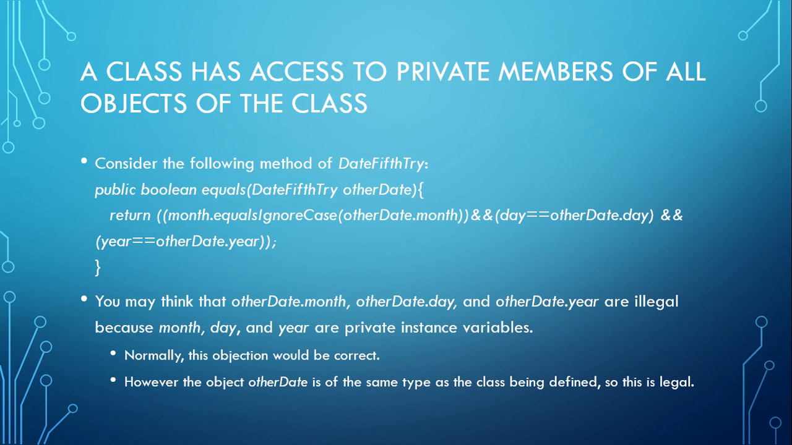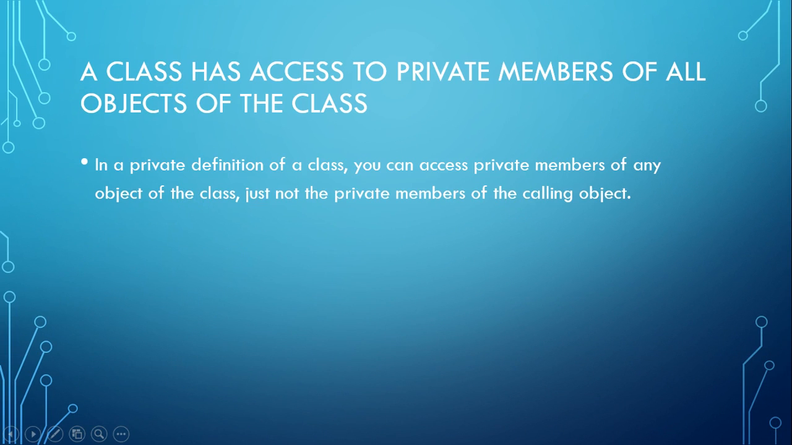Now, normally, this objection would be correct. However, the object otherDate is of the same type of class being defined, so this is legal. Because otherDate is another instance of DateFifthTry. That is why it's legal. Now, in a private definition of a class, you can access private members of any object of the class, not just the private members of the class.